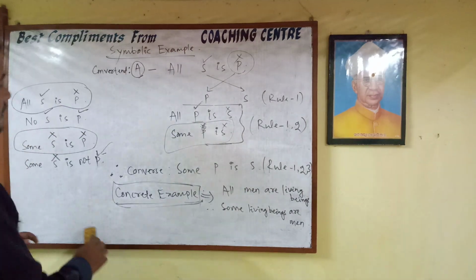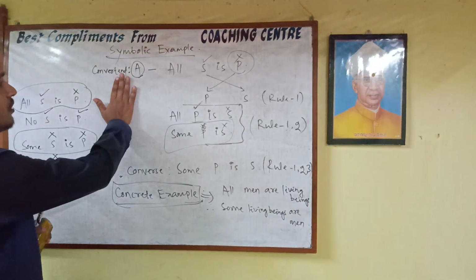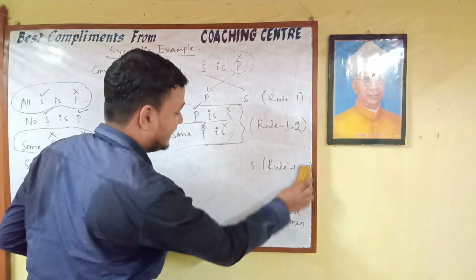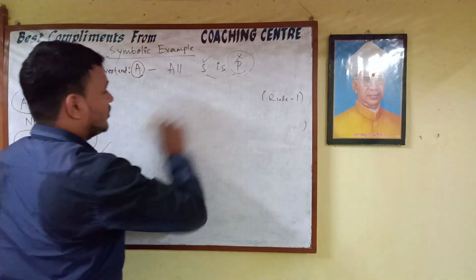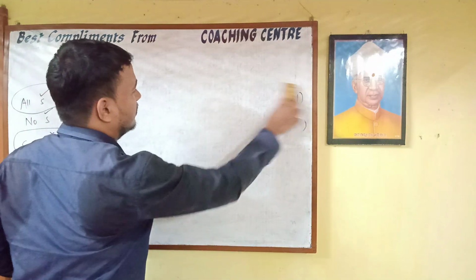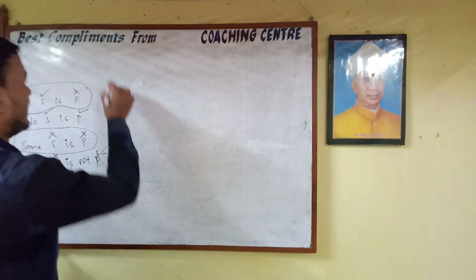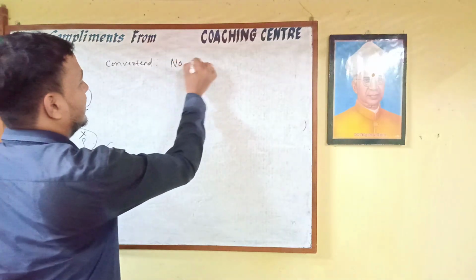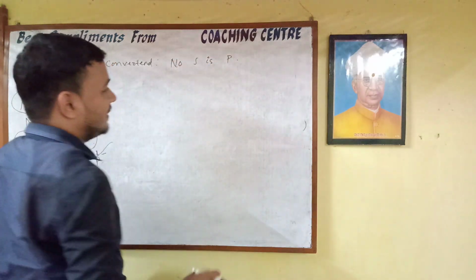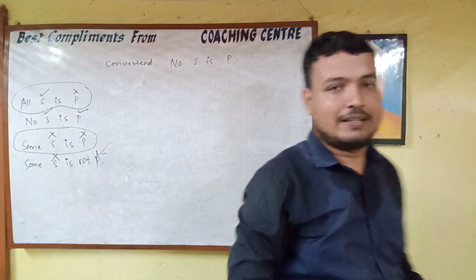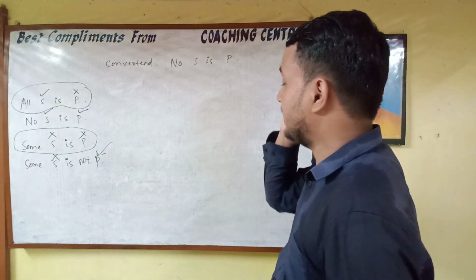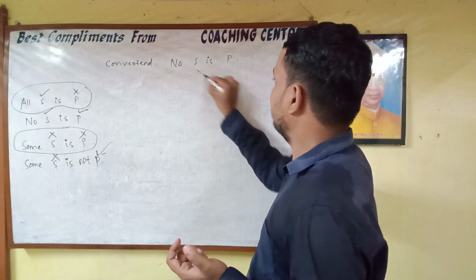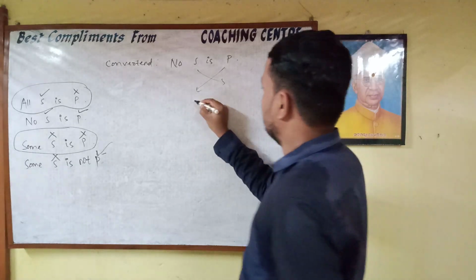So simply conversion of A type of proposition is done, right. Next we will go to conversion of E type of proposition. Conversion of what? E type of proposition, right. Then the convertend is no S is P, right? No S is P, okay. The convertend is given: no S is P.